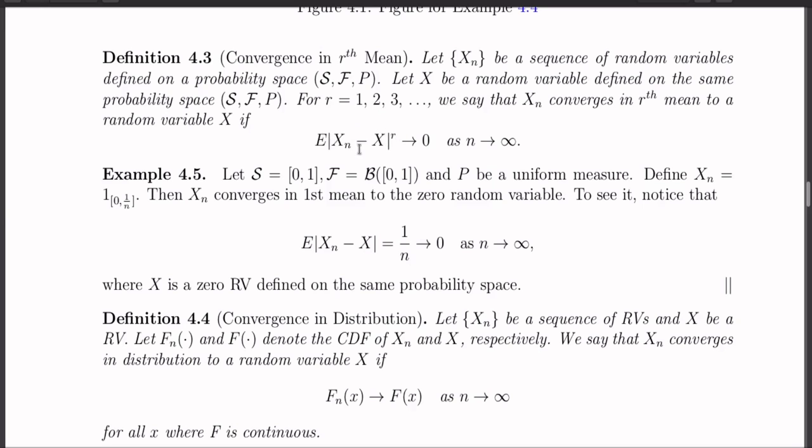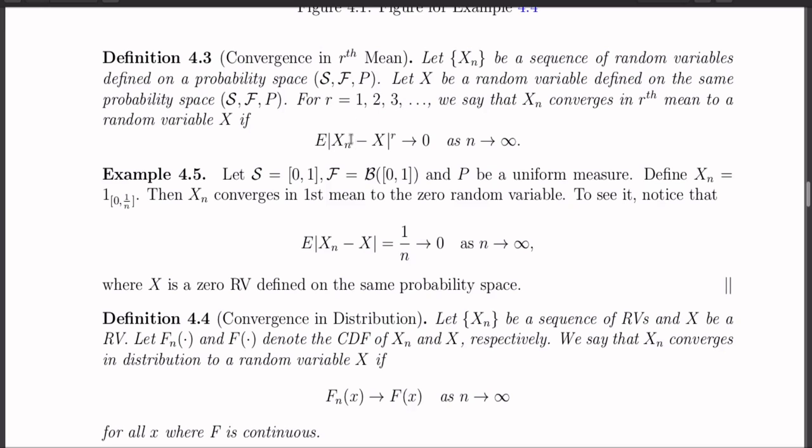Note that this is a sequence of real numbers, because an expectation is a real number. Once I take the expectation, it becomes a sequence of real numbers that depends on n. It also depends on R, but R is fixed in the set of natural numbers. So if I fix R, it is basically a sequence in n, and if this sequence converges to 0 as n goes to infinity, we say that Xn converges to X in Rth mean.